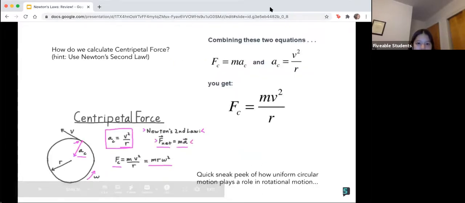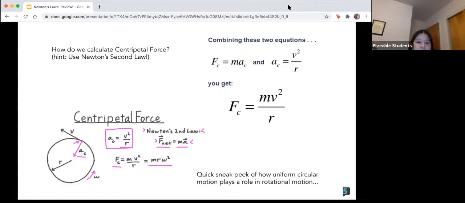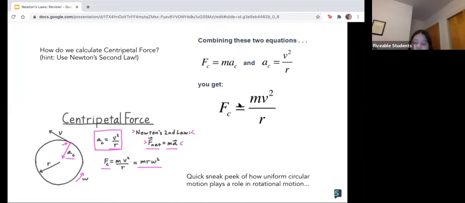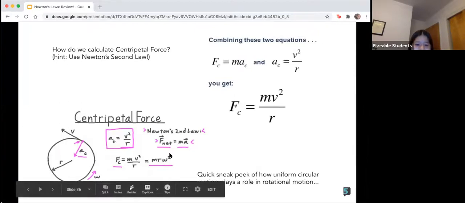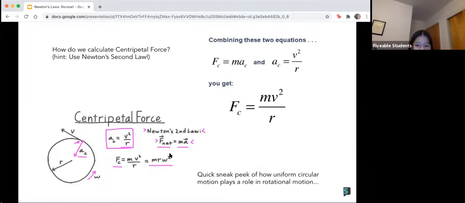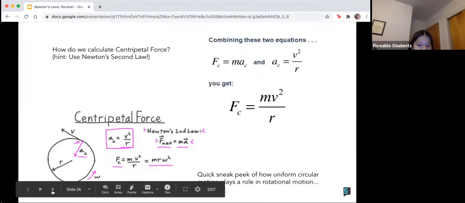Okay, what is this? Oh yeah, how do we calculate? Use Newton's second law. There you go. That's a nice little graphic. I have a bunch of little graphics here. What is this? Newton's second law. Quick sneak peek of how. Oh yeah, rotational. I'm going to skip that for now.